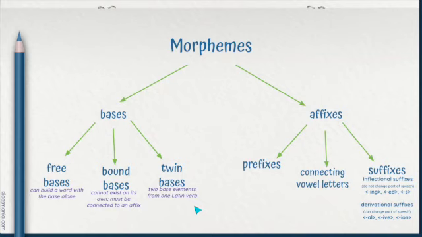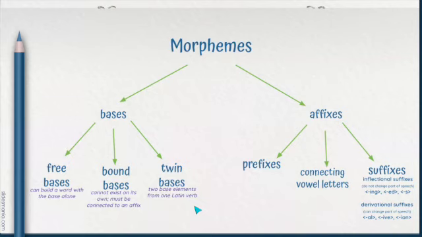Twin bases is another layer of complexity that we are not going to spend time on, but basically it's when 2 base elements come from one Latin verb. So it's really a category within a free base or a bound base, but it is something that comes up as you go deeper and deeper into your understanding of morphology.